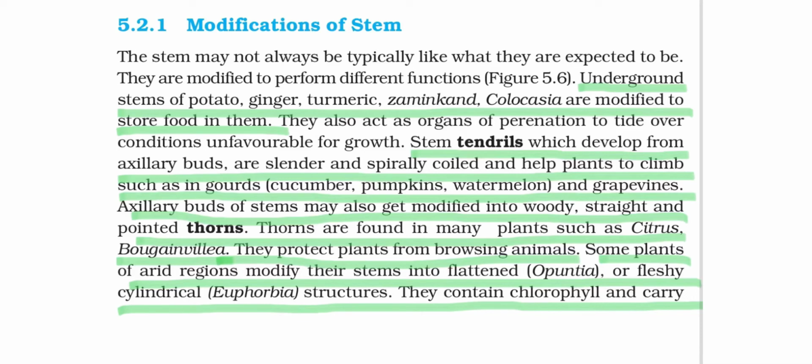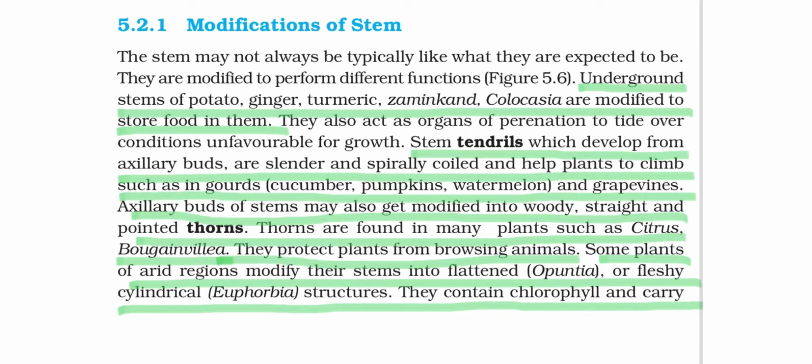Another modification is for defense, जिसको हम बोलते हैं protection के लिए. So some of the axillary buds of stem, they get modified into woody structure. एकदम hard wood like structures are developed. They are straight and even they are pointed. That's why they are known as thorns. ये special word है. जब modification होता है for protection in stem portion, it is known as thorns.